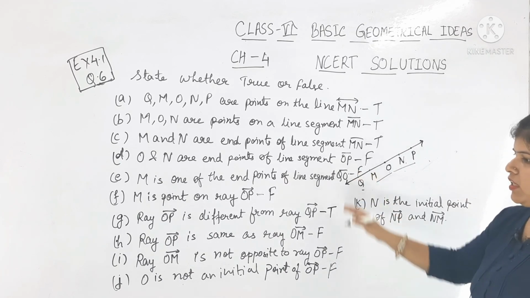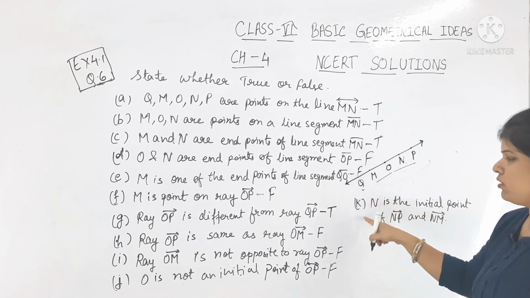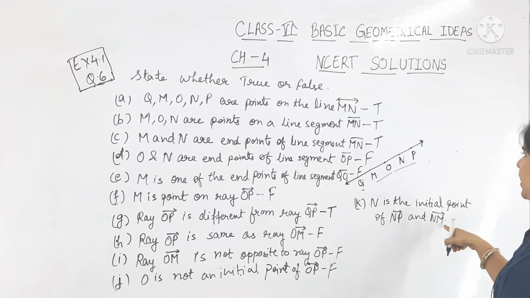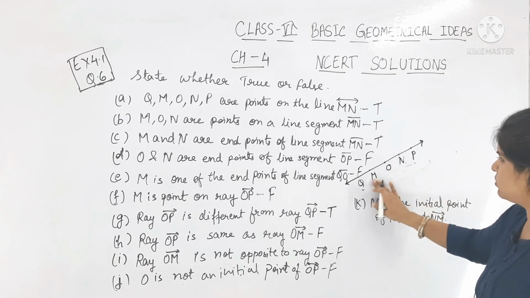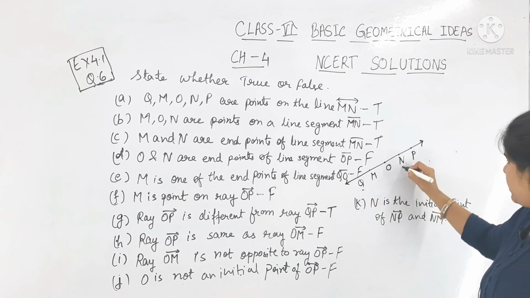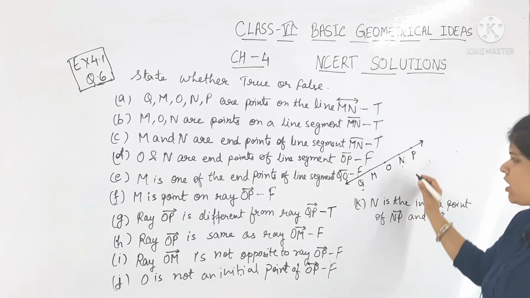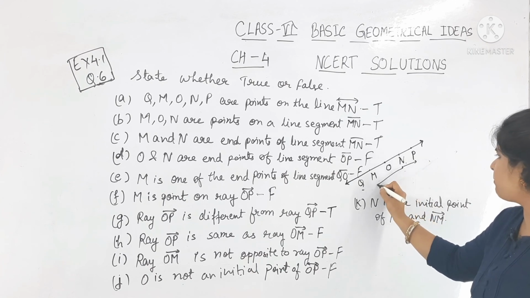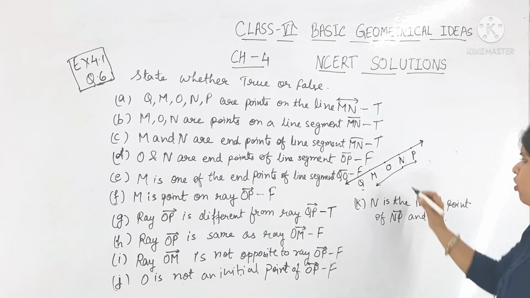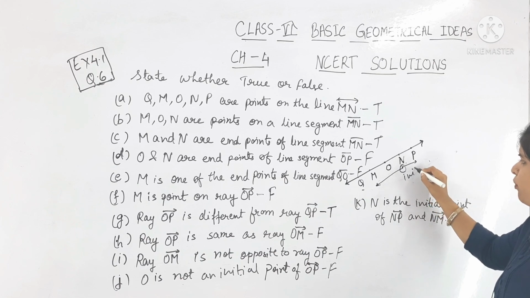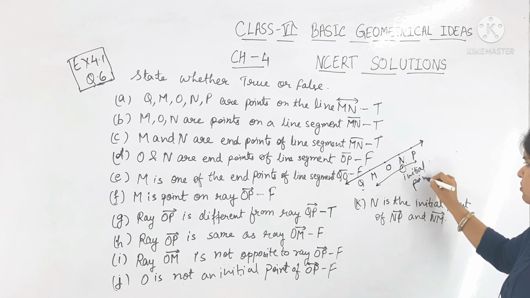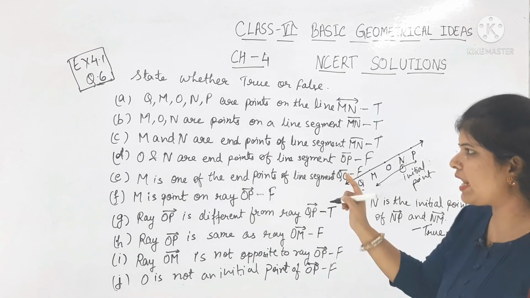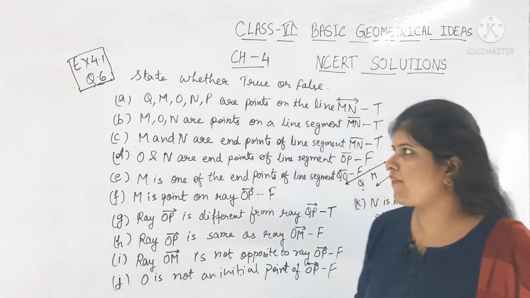Okay, up till here. Now this is the last question, that is K. N is the initial point of NP and NM. So here this is true. NP, it is given ray. So this is the initial point, and NM, this is also the initial point. N is the initial point, right? So this is the true statement. So this is the last question, that is the question number 6 of exercise 4.1.